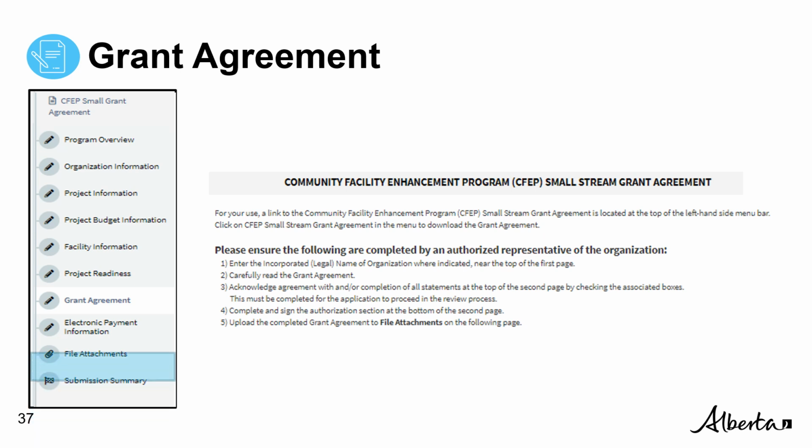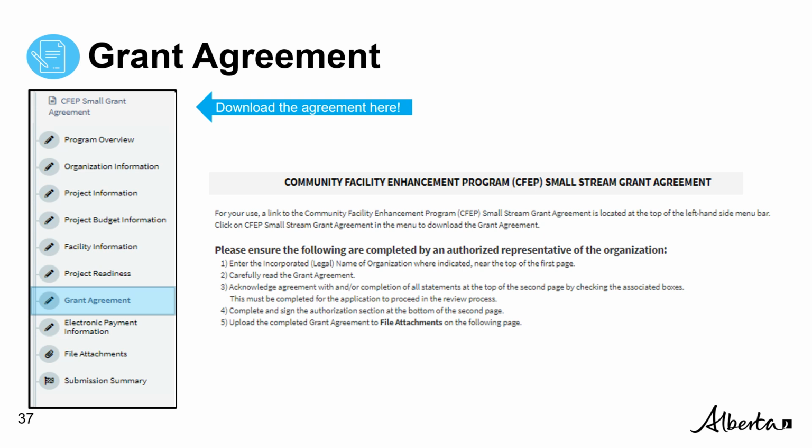Moving on to the grant agreement page, you will be prompted to download a copy of the agreement form that you can sign. This form link can be found at the top of the category menu, as seen here. Click the link and it will download a copy on your computer.